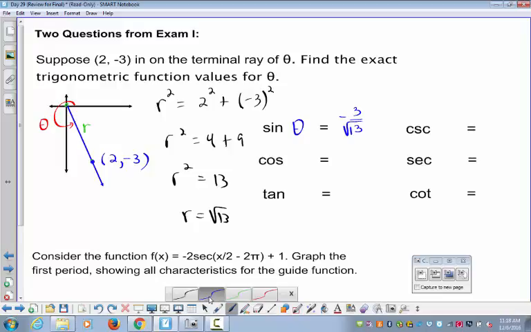So there's sine. A common mistake is to forget the root 13 and just say sine of theta is negative 3. No way, though, right? We know that sine has a graph that never goes above 1 and never goes below negative 1. So sine of theta cannot be more than 1 or less than negative 1. So make sure that you put that radius in there. Square root of 13. Cosine of theta is the x value divided by the radial distance.